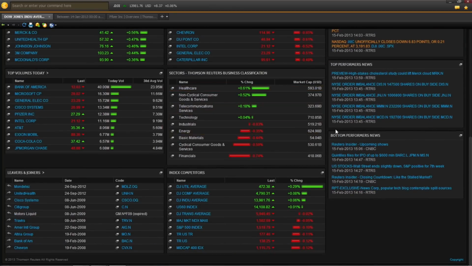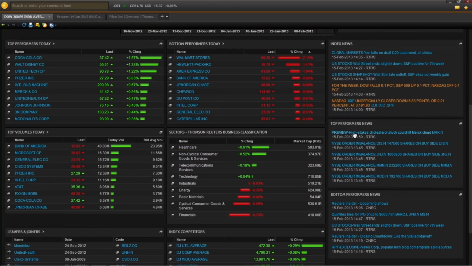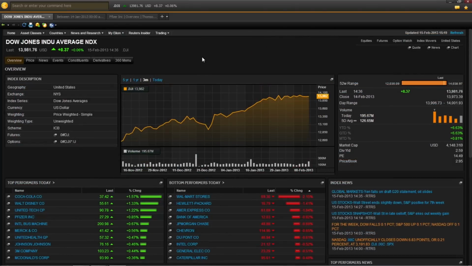The news stories as well, top performer news about those who are part of this index who are having success that day and those who are moving in the other directions on that day. So let's now go down to a sector or even an individual stock price level. Let's select Pfizer.